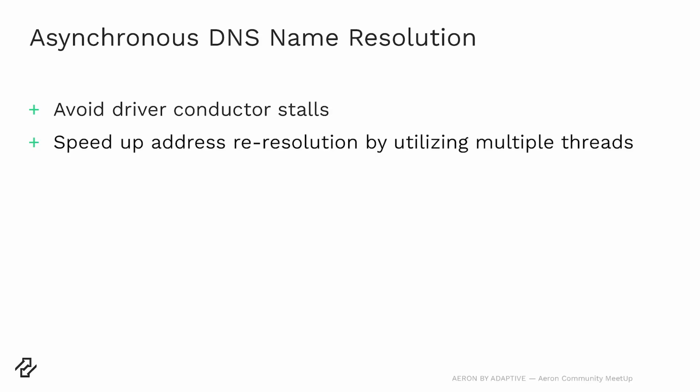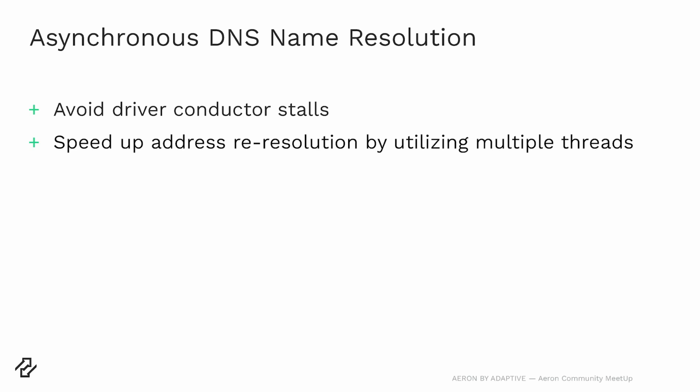So how did we solve it? We decided to do the resolution asynchronously. In 1.44, we added a background thread that we offload the name resolution to. So the conductor will be happily chugging along. The very moment it encounters an add publication or add subscription, it will throw it off to the background thread just for the name resolution. Once that comes back, it will continue adding the resource.